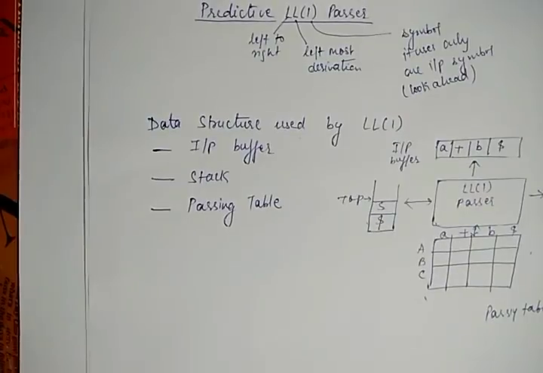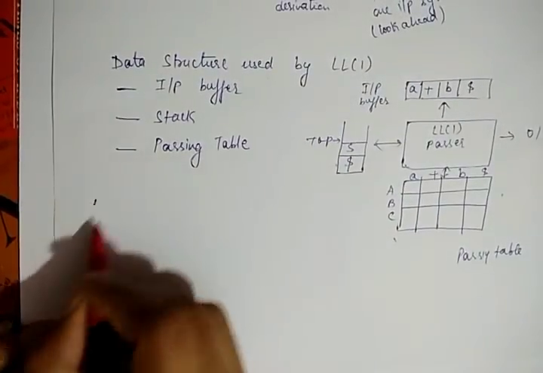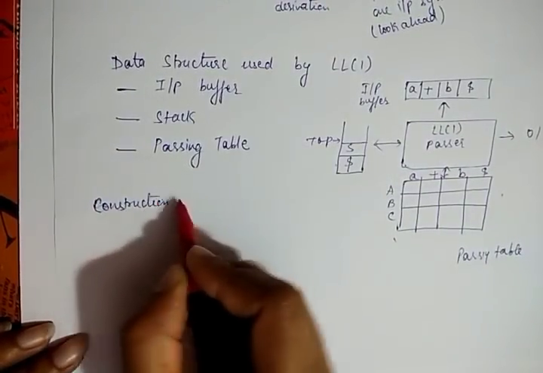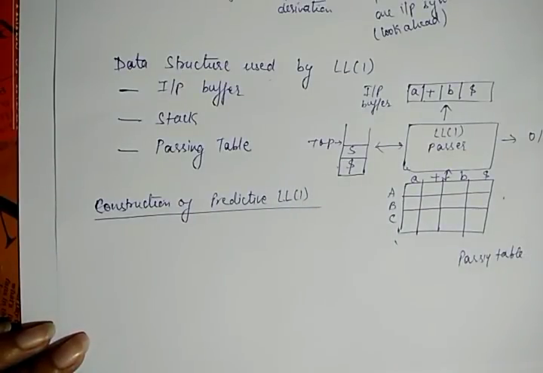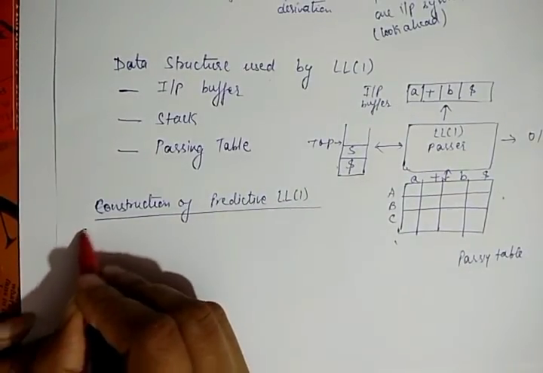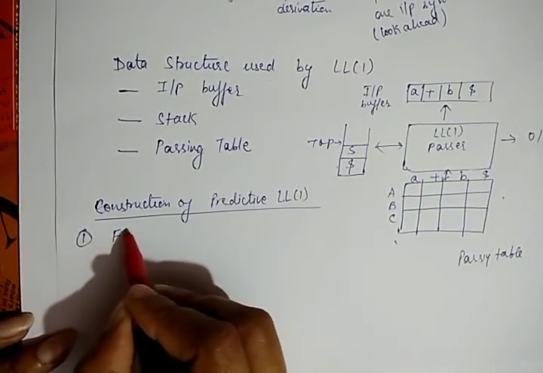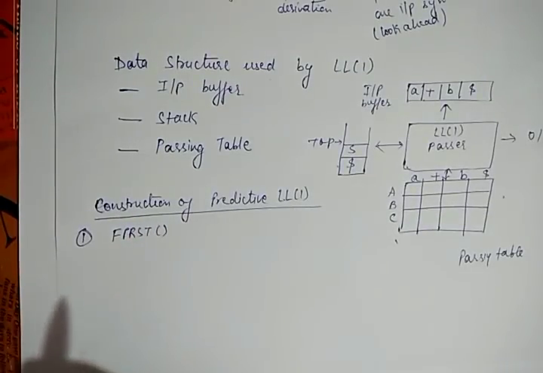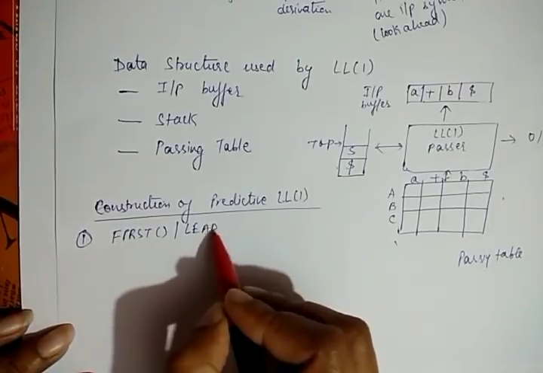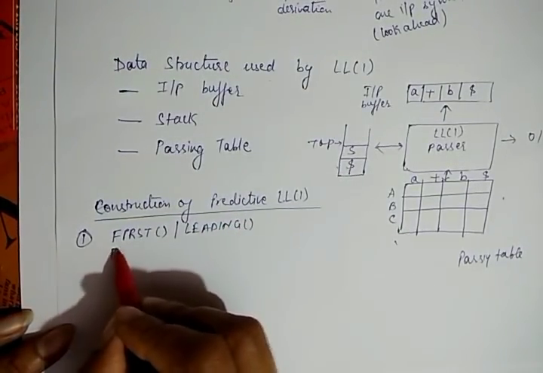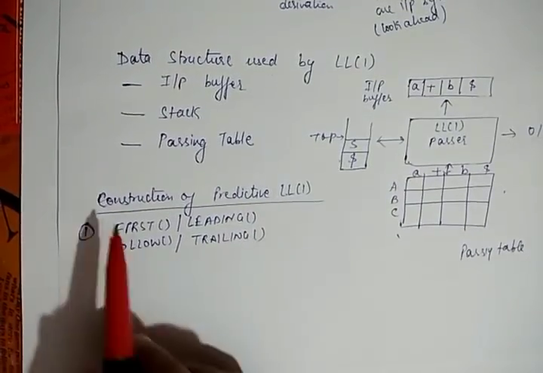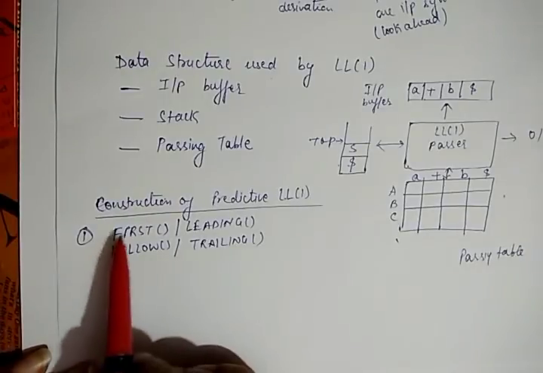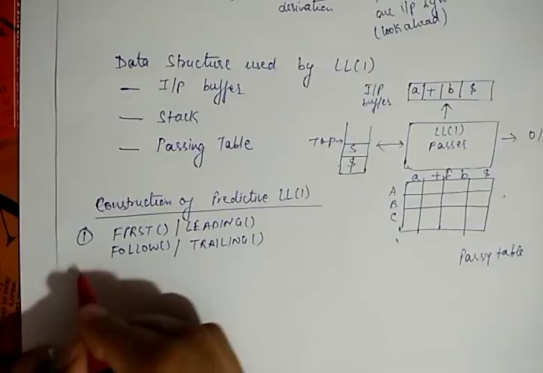Now, one important point is that for the construction of the predictive LL1 parser, we have to follow the following steps. The first step is to compute two functions. One is the first function, also known as the leading function, and we also compute the follow function, also known as the trailing function. So for the construction of this predictive LL1 parser, we first compute these two functions, first and follow, or you can say leading and trailing.